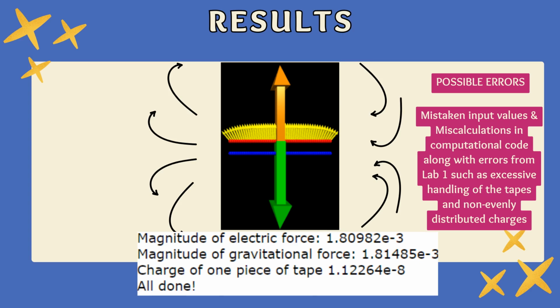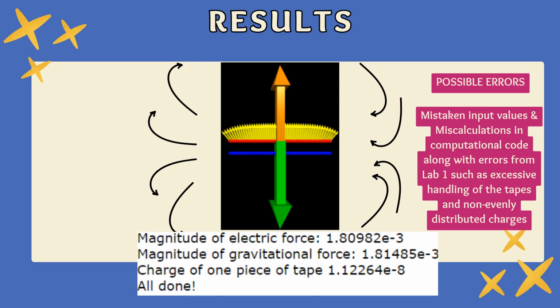Here we finally have our visual simulation of the electric interactions between the two tapes as line charges. Below, GlowScript has calculated the electric force to be 1.80982 e to the negative 3, and the magnitude of the gravitational force to be 1.81485 e to the negative 3, which is quite good as we should expect the force of gravity and the electric force to be equal or at least close to equal despite our assumptions.